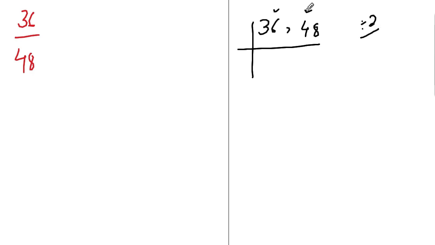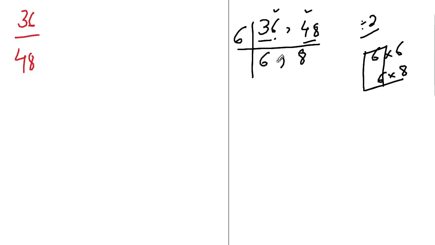But if you know the big number, for example, you know that 6 times 6 is 36, and you know that 6 times 8 is 48. So why not we can use the big number. So here I'm writing 6, and 6 times 6 is 36, and 6 times 8 is 48. So it means 6 is the common factor of 36 and 48.